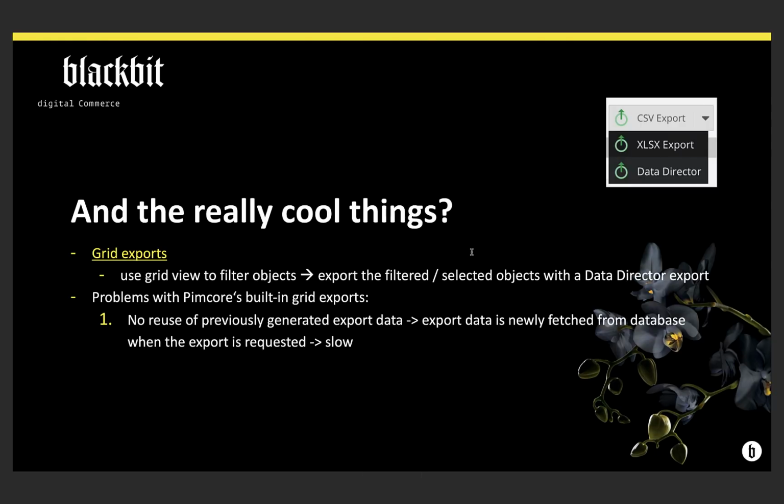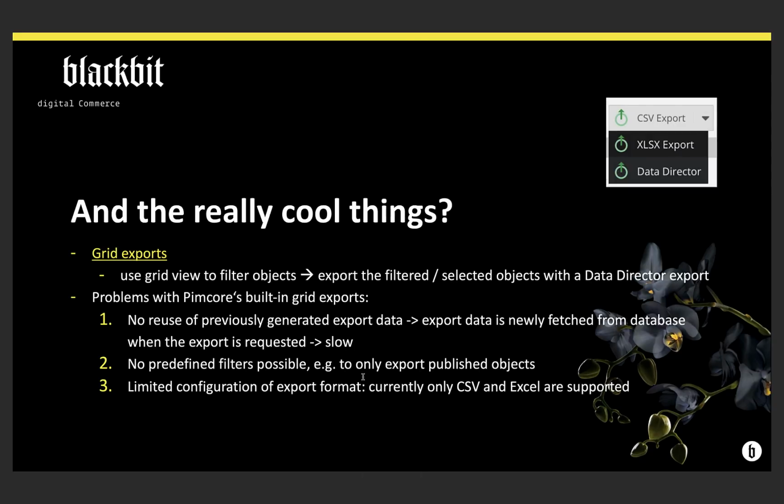First thing is that there is no reuse of previously generated export data. With the built-in functionality, the export data is newly fetched from the database at the moment when the export is requested. This is quite slow. In contrast, with the data director, the export data is already prepared when the objects get saved. Then for grid exports in the Pimcore core, no predefined filters are possible. Even if you save the grid configuration, the filters which you have used are not saved in this grid configuration. With the data director, you can set up such an SQL condition. Then, of course, that's obvious.